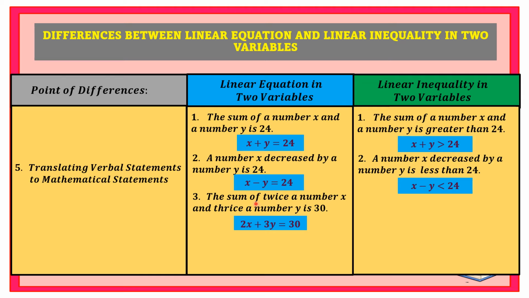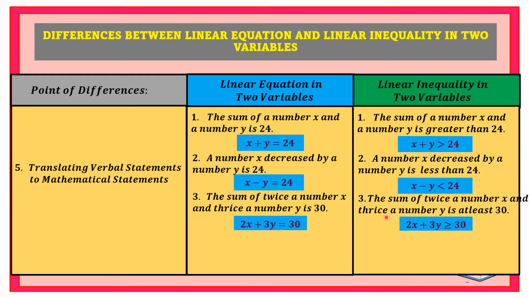Another example, the sum of twice a number x and thrice a number y is 30. So 2x plus 3y is equal to 30. Kapag ginawa natin yung linear inequality, the sum of twice a number x and thrice a number y is at least 30. Dahil at least yung gamit natin, greater than or equal to 30.